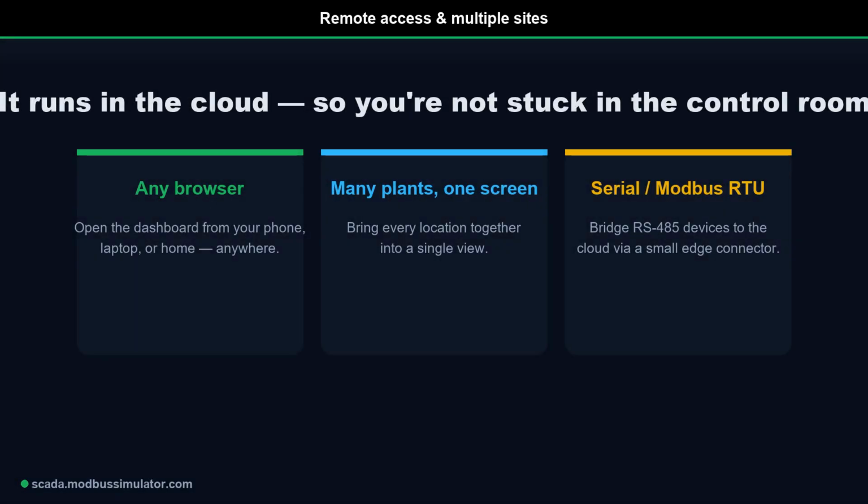Because it runs in the cloud, you are not tied to the control room. Open the same dashboard from your phone at home or from another site entirely. Managing more than one plant? Bring every location into one screen. Serial-only devices, Modbus RTU, connect through a small edge connector that bridges them to the cloud.